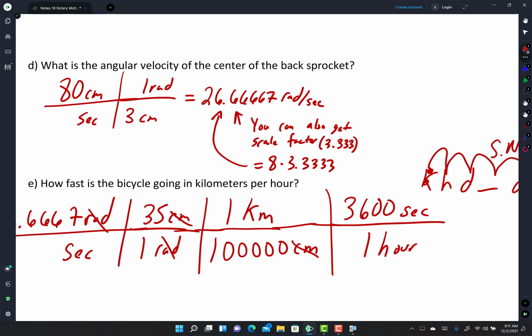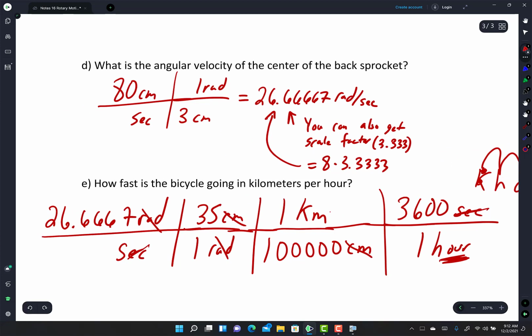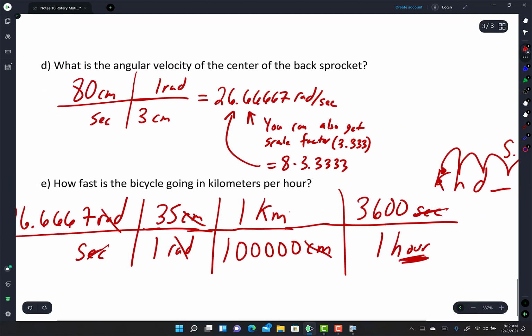3,600 seconds in 1 hour. Yes, you can do 1 hour, 60 minutes, 60 minutes, 60 seconds. But what's 60 times 60? 3,600. There it is. So just 1 hour, 3,600 seconds. How do you know it's put on the top or the bottom? Whatever you want to cancel. What do I want to cancel? I want to cancel the seconds, right? So I put seconds on the top because I want to have hours in the bottom. Look, kilometers per hour. That's all you have left. Whatever you have on the top, you multiply. Whatever you have in the bottom, you could also group and multiply. But there's only one thing in the bottom.